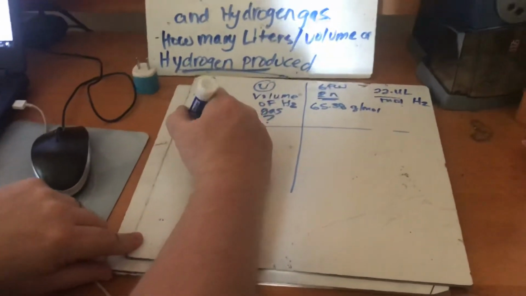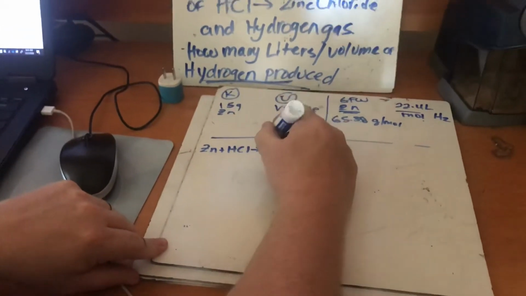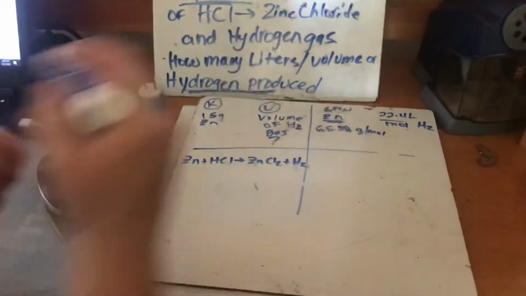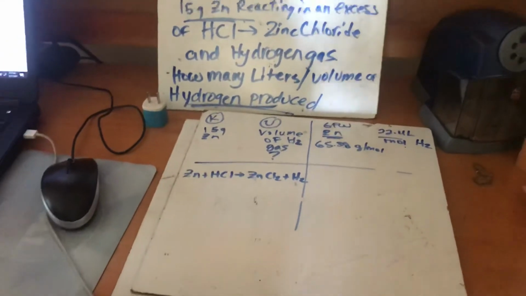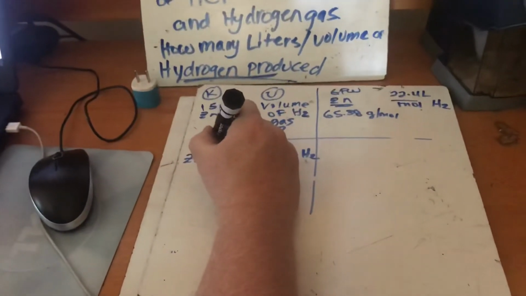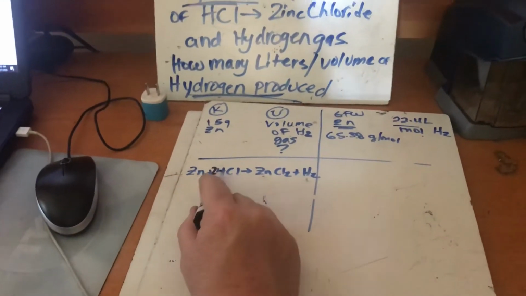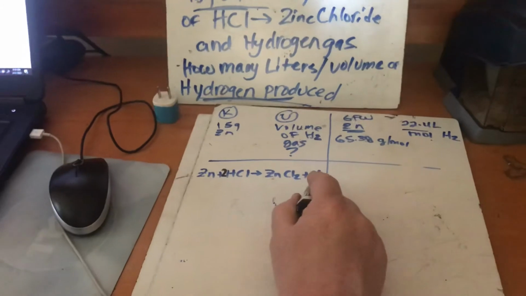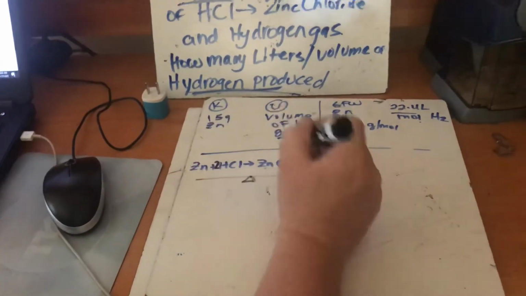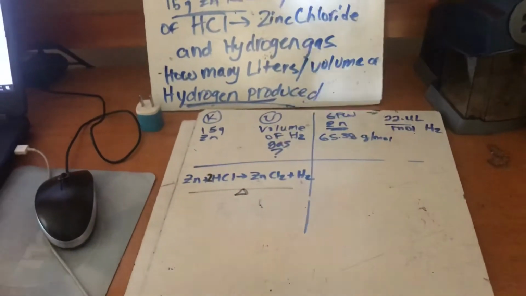We know zinc is combining with hydrochloric acid to yield zinc chloride and hydrogen gas. That's unbalanced. We now need to balance it. We balance it simply by putting a 2 here, which means now we have 1 zinc on each side, 2 hydrogen and 2 chlorine. So it is balanced. If this was a teeter-totter, everything on this side, according to the law of conservation of mass, would equal everything on this side. And it does.